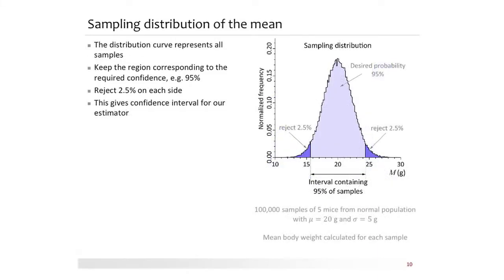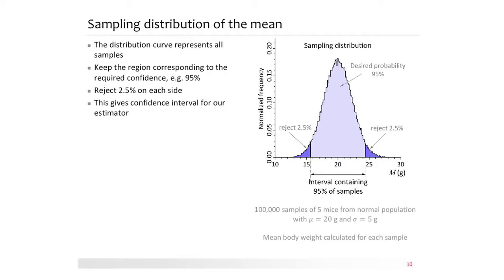Let's focus on the sampling distribution of the mean. I will spend most of today's lecture on this. So this is a simulated distribution. Fewer points, there are only 100,000 samples, so you can see it's a little bit jagged, but it's still a distribution. So this distribution, this curve, represents all of the samples.